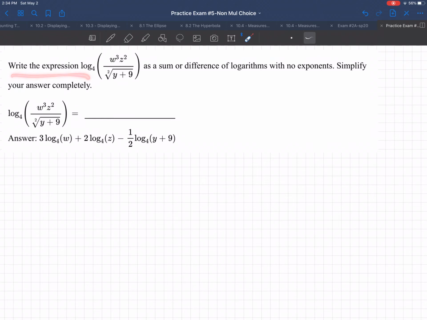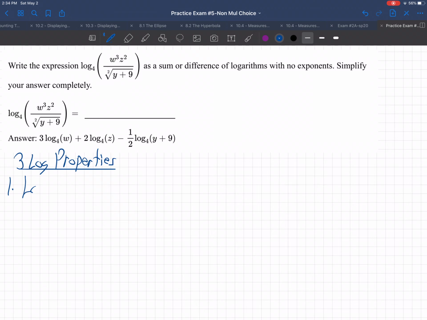Write the expression log base 4, that big old thing, as a sum or difference of logs with no powers, no exponents. Simplify your answer completely. Okay. Well, there's 3 log properties. Let me write those right here to remind you of the 3 log properties that they're referencing.